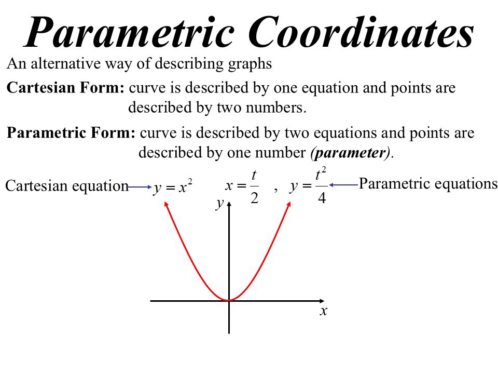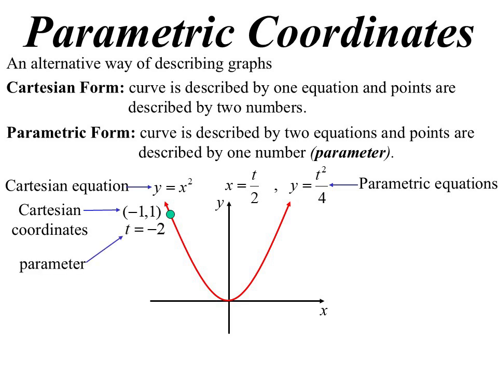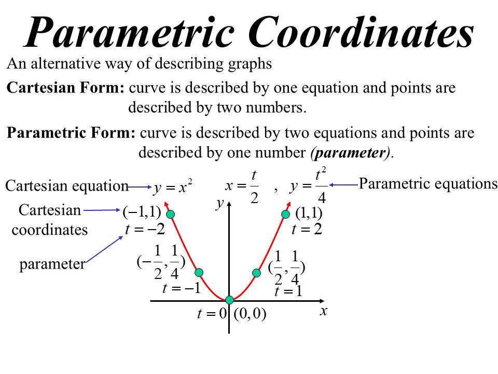They're the parametric equations. So my point over here on the left, negative 1, 1, Cartesian coordinates, its parameter would simply be t equals negative 2. Because if I substituted in to my x equation and y equation, I would come up with x equals negative 1 and y equals 1. I would still get the same point. That's the parameter. t is the parameter. Minus half, a quarter would be equivalent to t equals negative 1. The origin, t equals 0, and so on. So every point still can be uniquely described, but just with a single number.